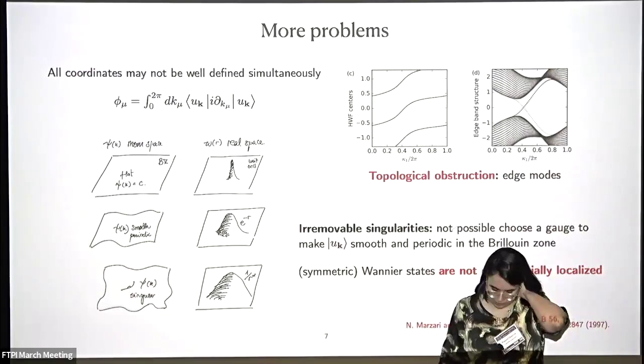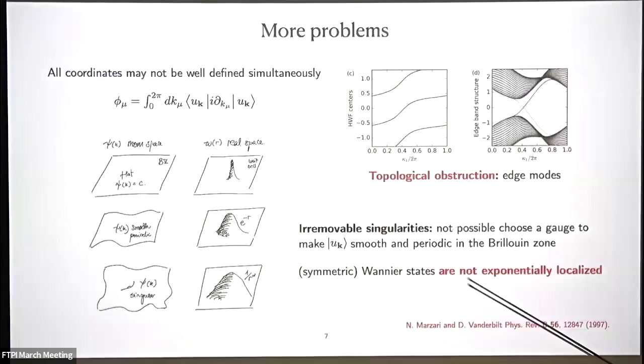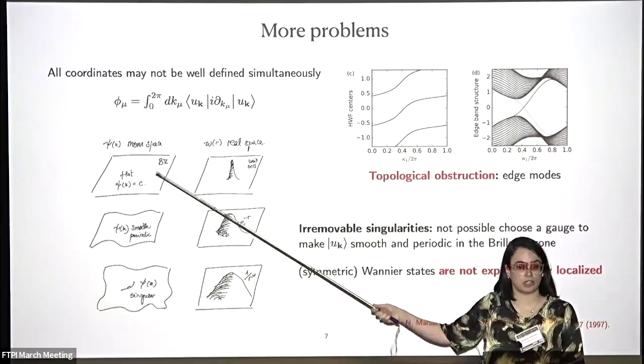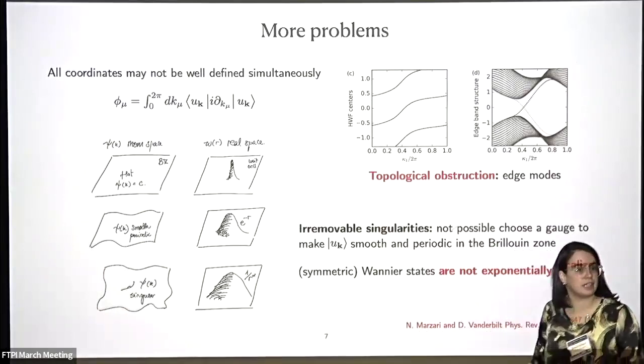And the best way to understand it is in terms of properties of Fourier transforms. So if I have something really boring, where my Bloch states are completely flat, with no momentum structure whatsoever, if I Fourier transform this, I will get something which is perfectly localized, like a delta function localized in real space. That will be my Wannier functions.